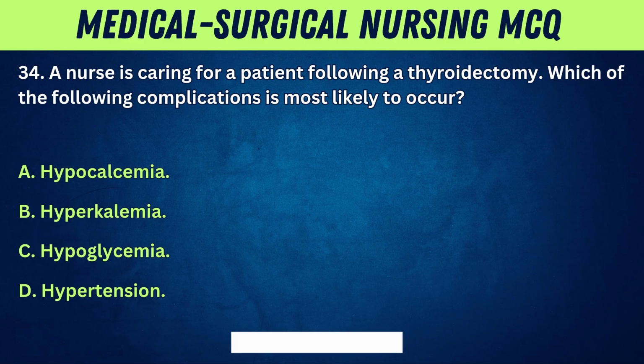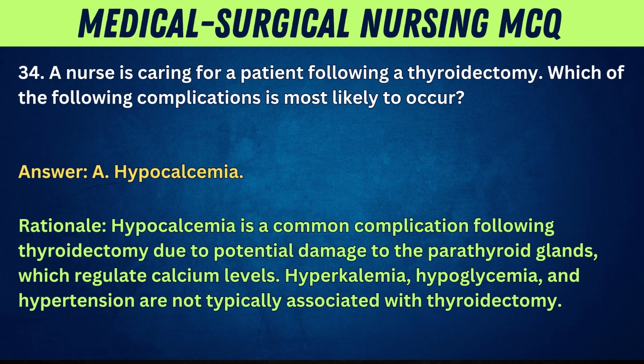34. A nurse is caring for a patient following a thyroidectomy. Which of the following complications is most likely to occur? A. Hypocalcemia. B. Hyperkalemia. C. Hypoglycemia. D. Hypertension. Answer: A. Hypocalcemia.